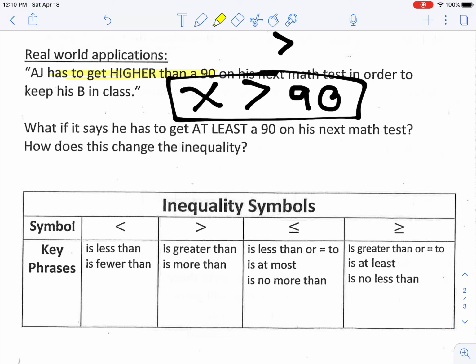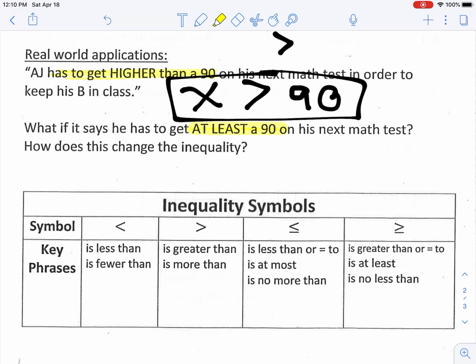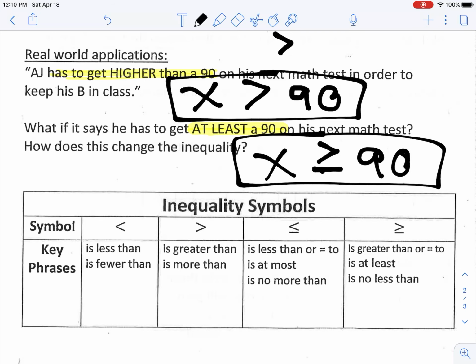Now, this is going to change it up a little bit. What if it says that he has to get at least a 90? What if AJ has to get at least a 90 on his test? So I'm going to put my x and my 90, and then I'm going to think about what has to go there. At least a 90. So he could get greater than a 90. At least means his score actually could also be equal to 90. So the wording in your problems is going to tell you which sign you have to use.